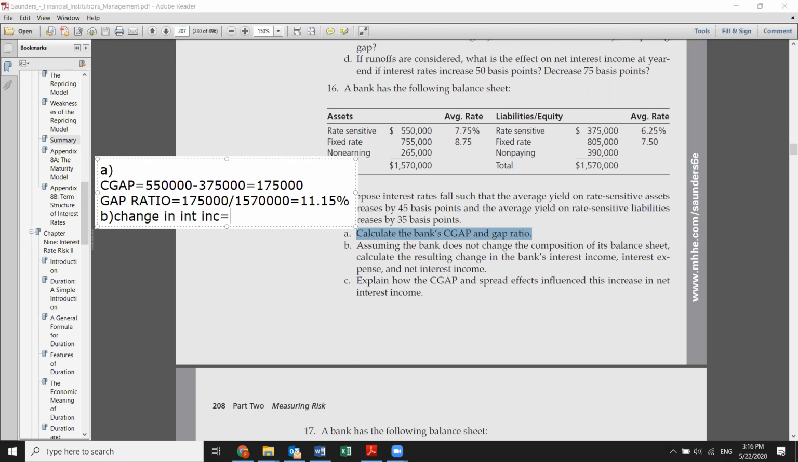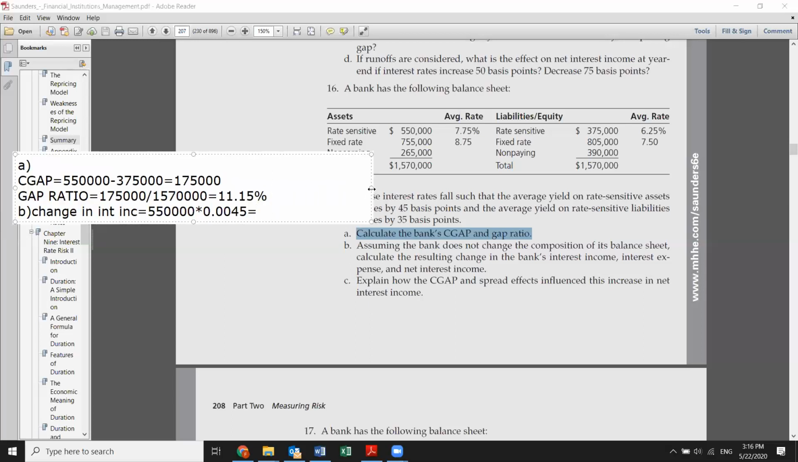So it is 550,000 times 0.0045. Why 45? Because here, 45 basis points. Rate sensitive assets increased by 45 or multiplied by a positive number, okay? And that should give us, if you calculate, $2,475.